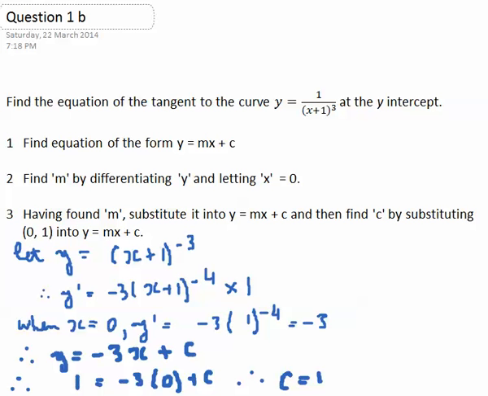Question 1b is a fairly stock standard question when we're finding the tangent to a curve. We follow the same procedure in all these situations. Firstly, what we really want to find is an equation of the form y equals mx plus c, the standard form for a linear equation.